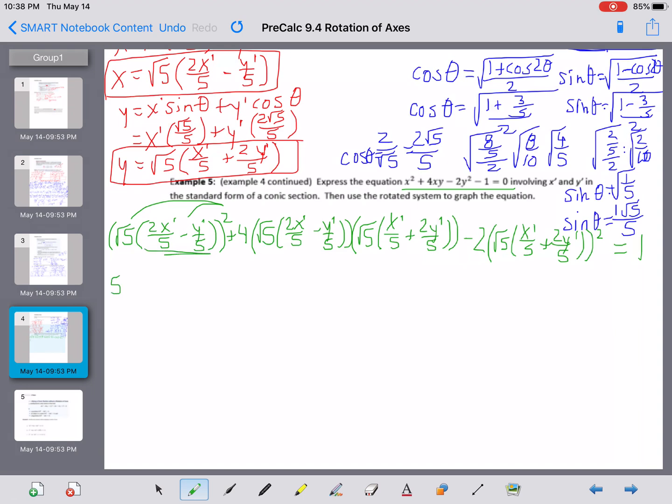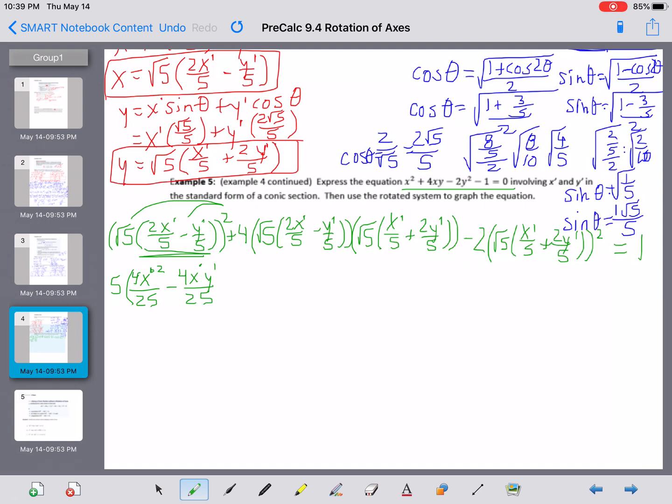My first two would be 4x prime squared over 25. Wow, the writing's terrible. Okay. In the middle, when I FOIL, I'm going to get two terms that are negative 2x prime y prime over 25. So if I multiply that by 2, I'm going to get negative 4x prime y prime over 25. And then my last two are going to be a negative y prime over 5 times a negative y prime over 5, which will be a positive y prime squared over 25.